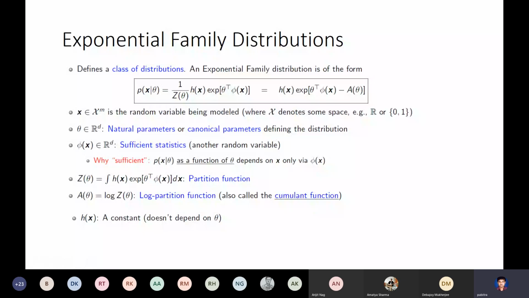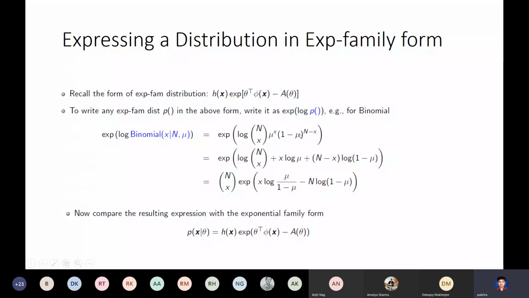We'll see how many of the distributions we talked about are actually of this canonical form. So this is the canonical exponential form. Let us look at the binomial distribution. What is the binomial distribution? It is n choose x, mu to the power x, (1 minus mu) to the power n minus x. Okay, this is the binomial distribution.